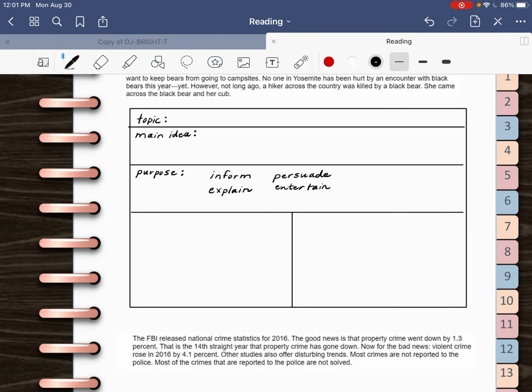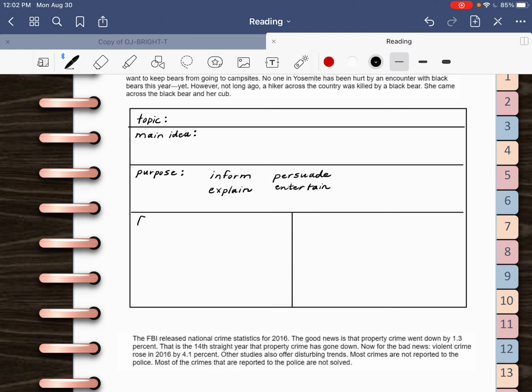Inform means to give information, to give facts, instructions, to inform, to give information. To explain is to give more details. It could be to give instructions. Persuade means that the author is trying to convince you to believe something. And to entertain is to make you laugh or bring you enjoyment in reading.